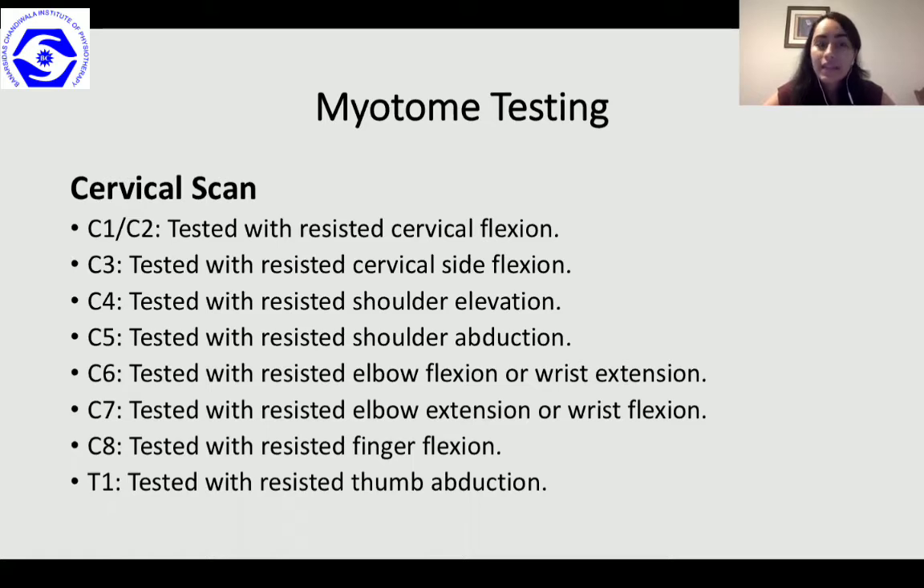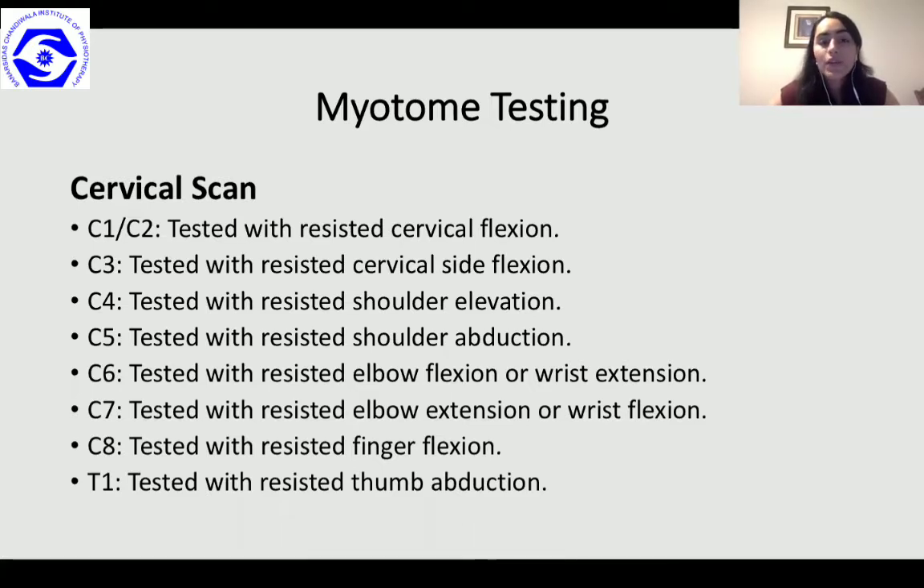For the C3 nerve root, it is tested with cervical side flexion, which is this movement. We'll hold for 5. And then C4 is resisted shoulder elevation, which is this movement. C5 is resisted shoulder abduction, which is this movement. So the therapist will resist here and look for fatigable weakness.